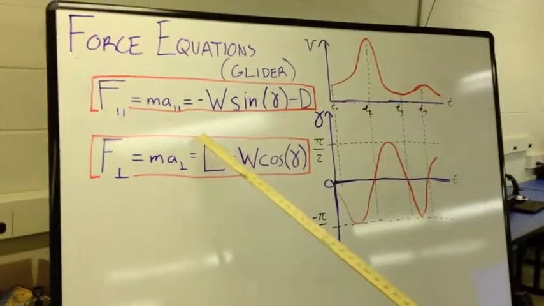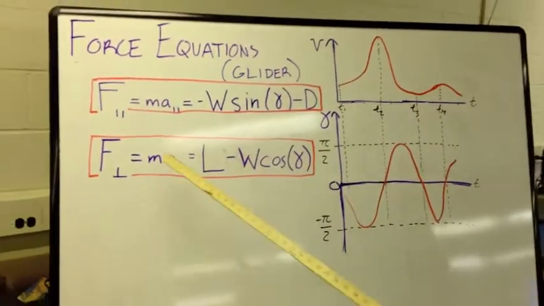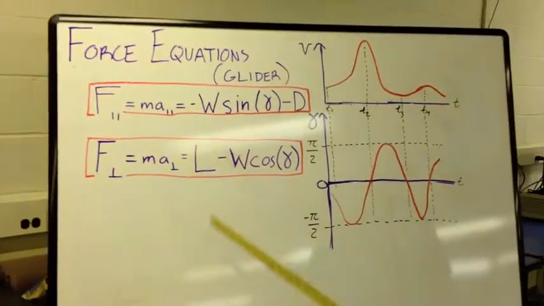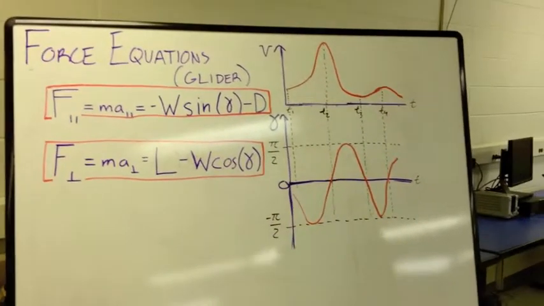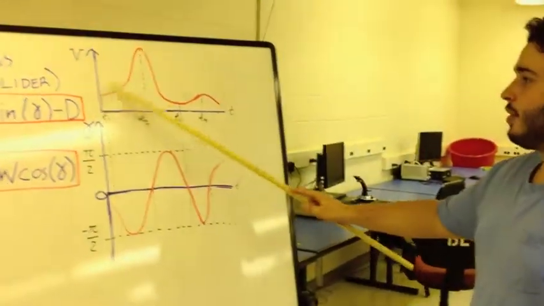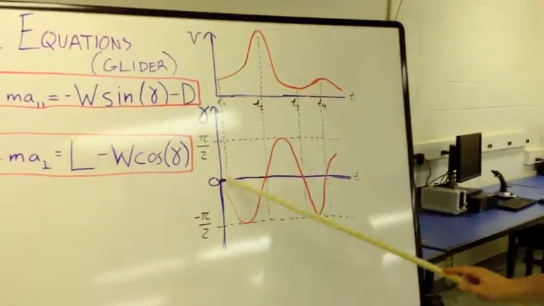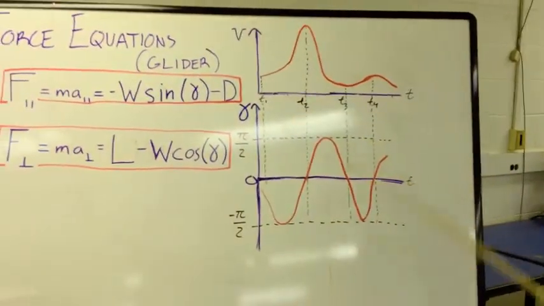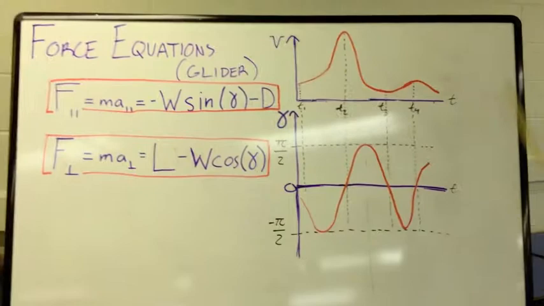I've drawn up a couple graphs here to represent velocity as a function of time and flight path angle as a function of time. Both concepts are essential to completely understanding the motion of flight that a glider takes. Here I also have force balance equations parallel to the direction of motion and perpendicular to it.